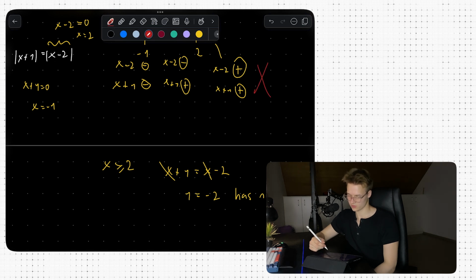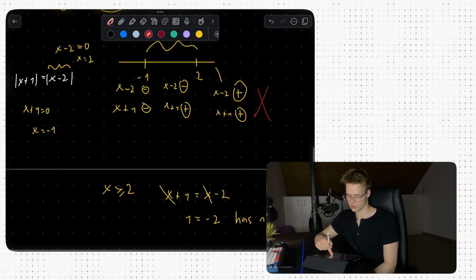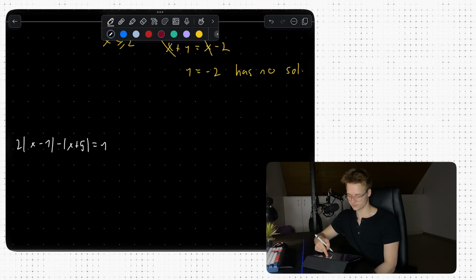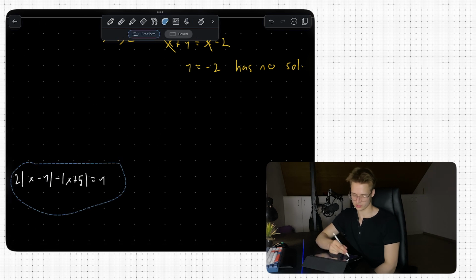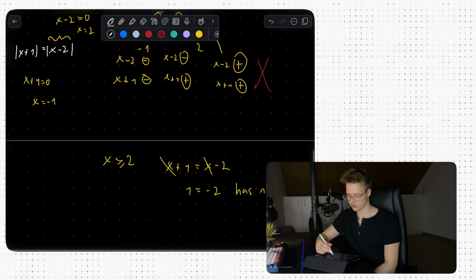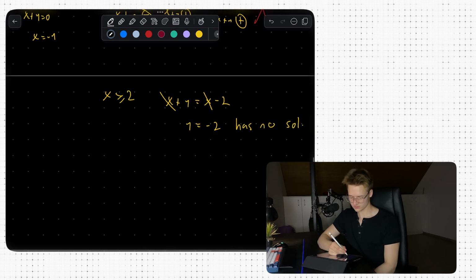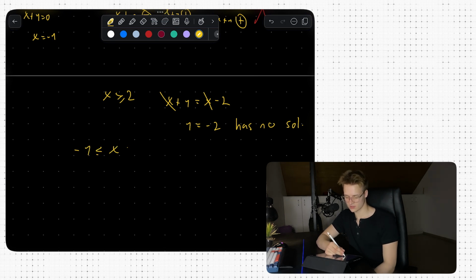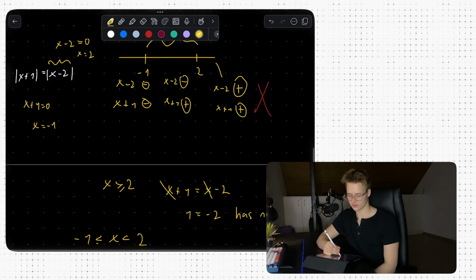So this one is a no-go. What about this one? When x is going to be between minus 1 and 2. So minus 1, or my bad, it should be white, or yellow actually. So minus 1 is less than x, and x is less than 2.